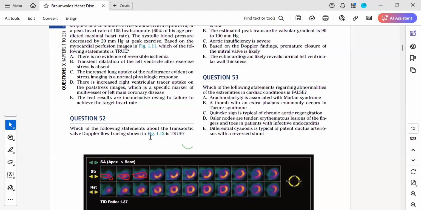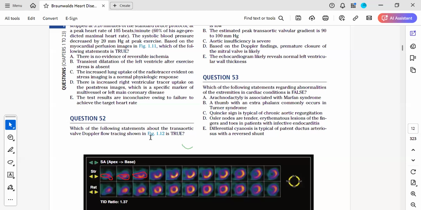B, transient dilatation of the left ventricle after exercise is absent. From the transient ischemic dilation ratio, I told you that it's supposed to be less than 1.22 if it's SPECT and 1.19 if it's PET myocardial perfusion imaging. So any value above this means there's transient dilatation of the left ventricle after exercise. So that is also false.